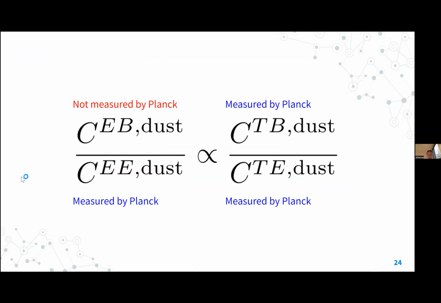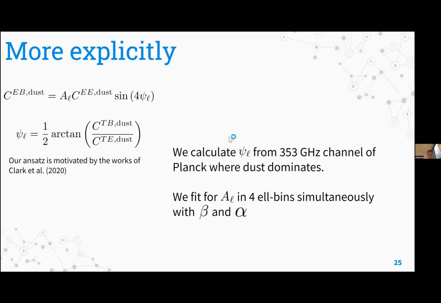So I'll mention a bit more about EB of dust, because it's important in this kind of analysis. As I said, the EB of dust should be proportional to the EE of dust times TB divided by TT of dust. All these things have to be measured by the Planck satellite, but the EB of dust was not. This is also a very generic approach: you just take the alm indices and play around with them.